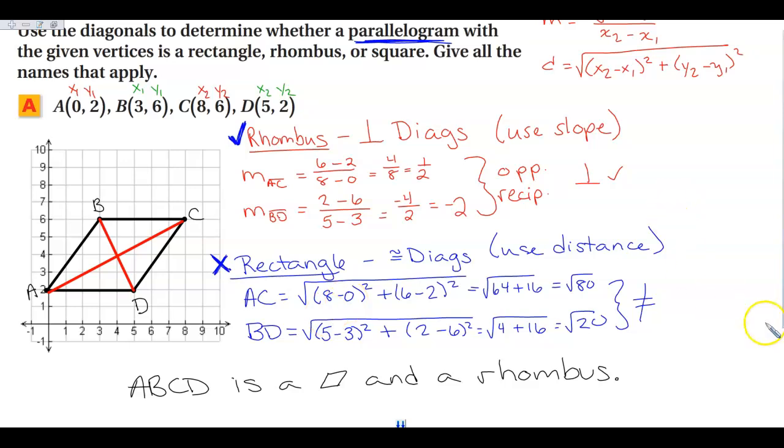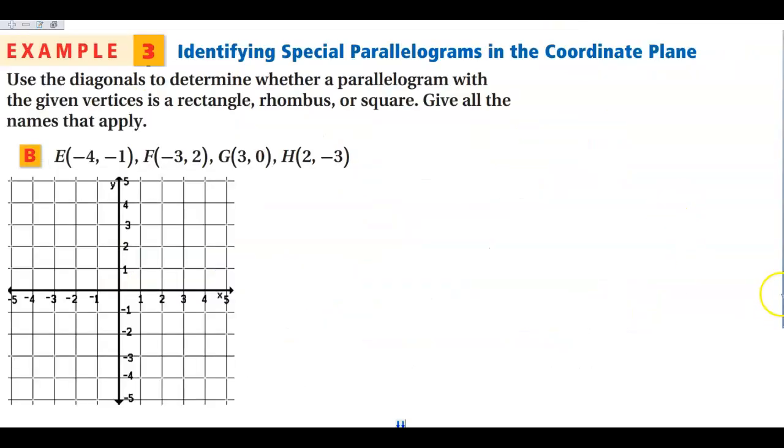And we're going to go ahead and look at part B. We're kind of going to do the same thing. And what I'm actually going to go ahead and have you guys do is try this one on your own. Go ahead and graph it and go through the properties of a rhombus and the properties of a rectangle, just like we did on the last one, and determine whether or not you've got a rectangle, rhombus, or square. Give any of the names that apply. So go ahead and pause the video and give this one a shot on your own. And then we'll go through the answers real quick.